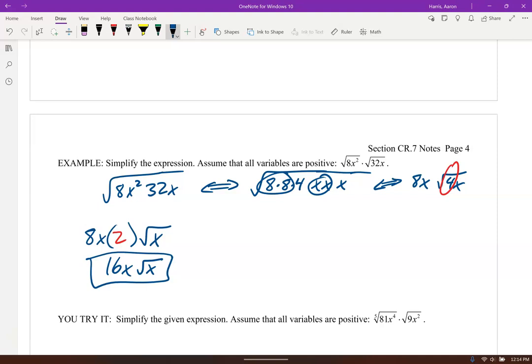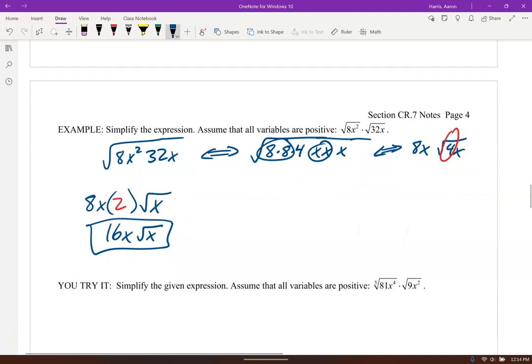16x square root of x. And technically it's absolute value of x. 16 absolute value of x square root of x, right?